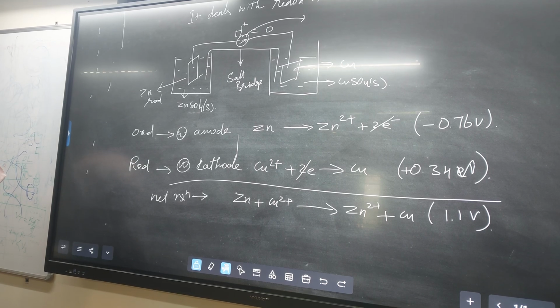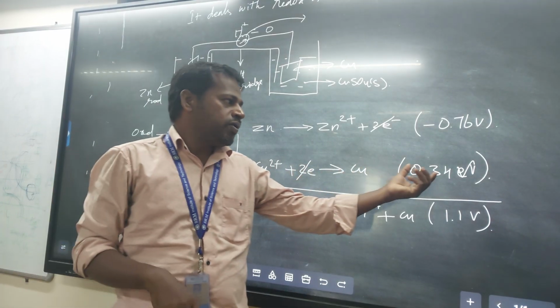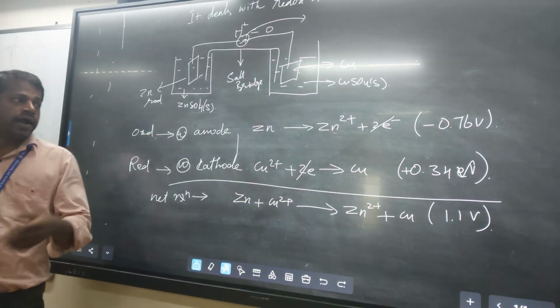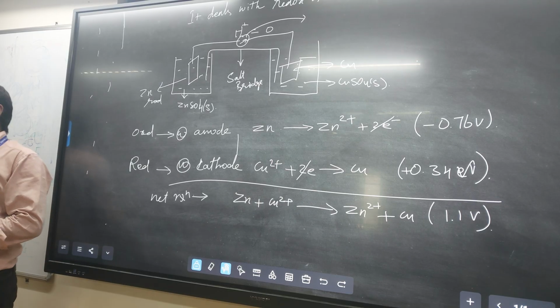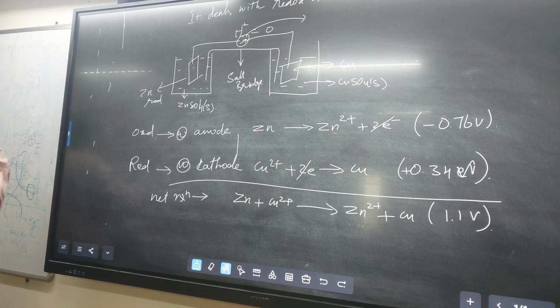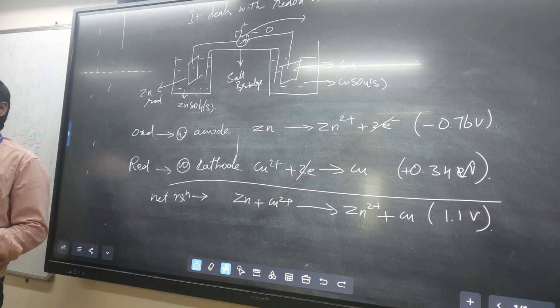Compared to the standard hydrogen electrode, is it easy to reduce or very tough to reduce? That's it. That table says compared to the hydrogen electrode. The hydrogen is the sea level: below the sea level or above the sea level, that's it. Hydrogen is 0. Here copper 2 plus is plus 0.34 volt and zinc is minus 0.76 volt. So below and above the sea level, that's it. Everything we compare with one standard. Here we take hydrogen as the standard.